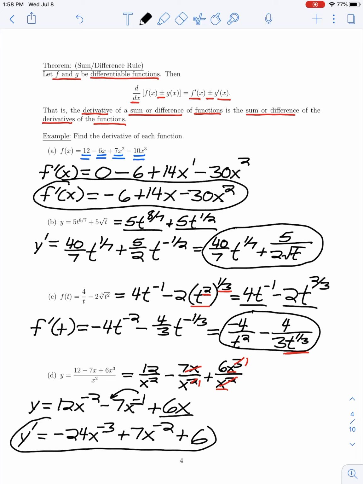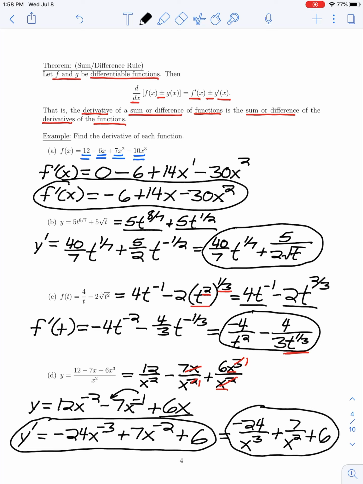So we have the following expression for our derivative, or if you want to rewrite it using positive powers, this is the same as negative 24 divided by x to the third, plus 7 divided by x squared plus 6. So that would be an equivalent way to write your answer using positive powers. Okay.